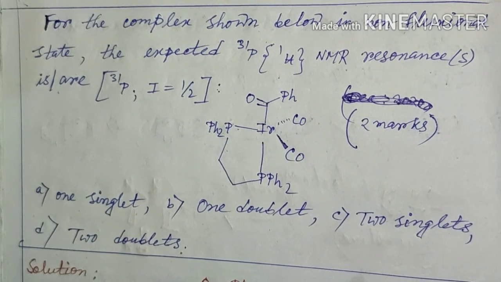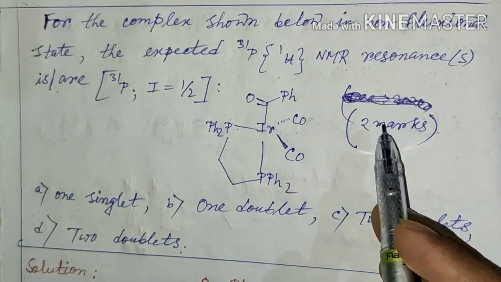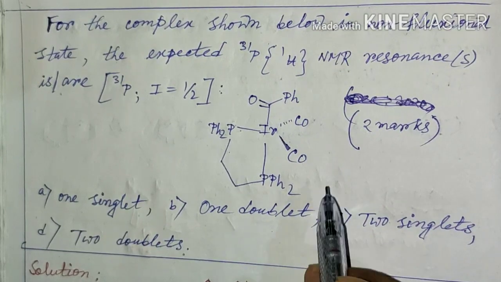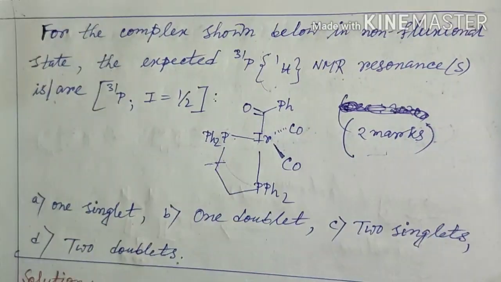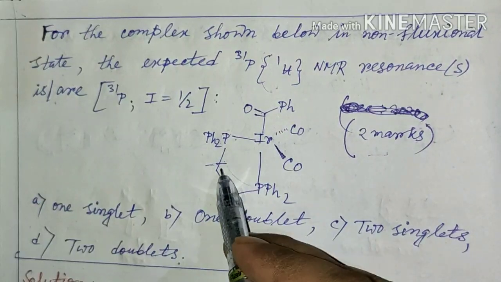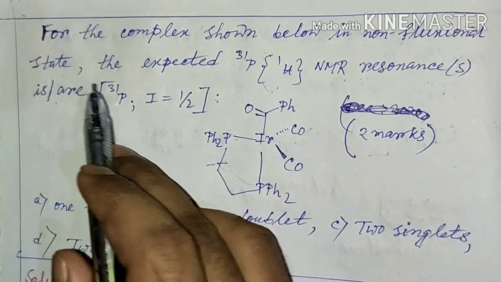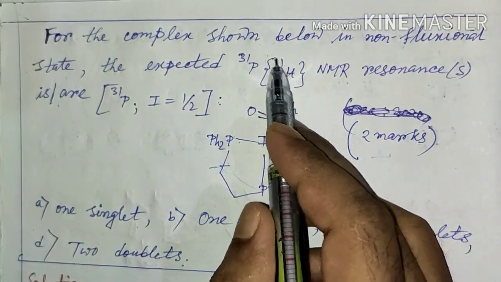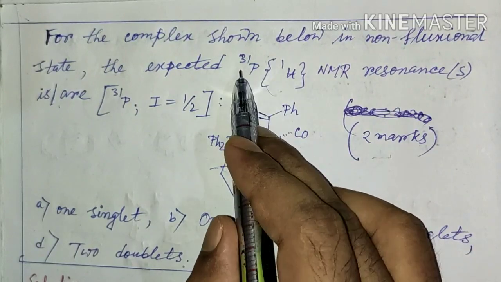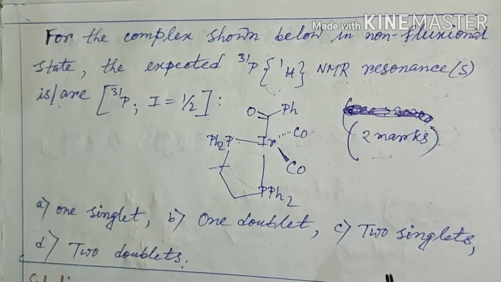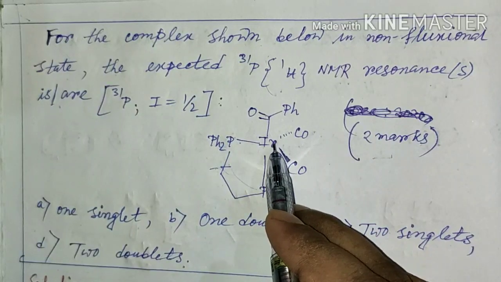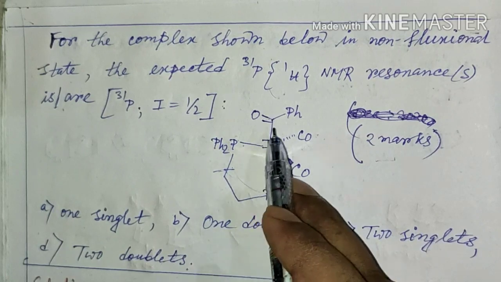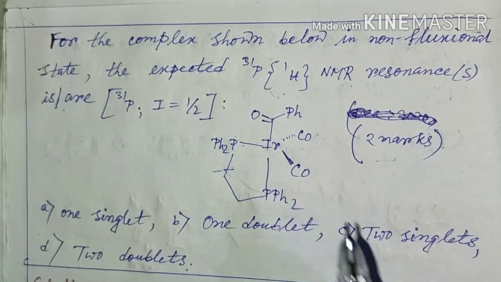This question came in a CSIR exam. I did not mention the year because I don't exactly know which year this question came, and it is asked for 2 marks. It is asked that for this complex in the non-fluxional state we have to identify the 31P NMR, that is proton decoupled 31P NMR resonances, that is, how many resonances are possible for this complex in the non-fluxional state. Non-fluxional state means this molecule is rigid within this conformation.